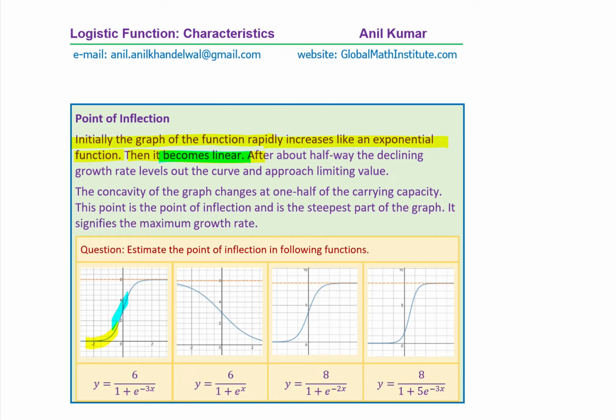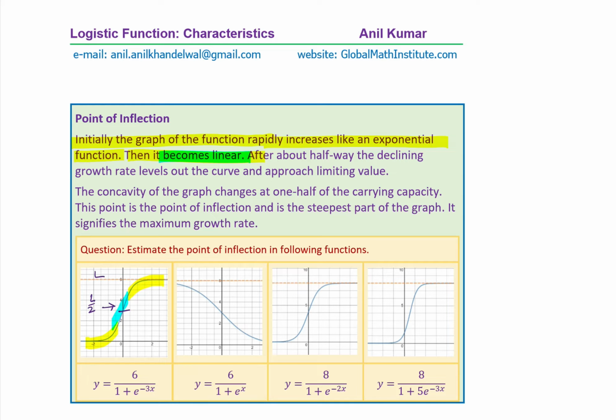After about halfway, the declining growth rate levels out the curve and approaches a limiting value. So at the end, after this half point, we see a decreasing growth rate approaching the maximum carrying capacity. You see that, correct? The point right in the center, which is halfway between, is L by 2, correct? This is the halfway point, where L is the maximum value it can achieve.